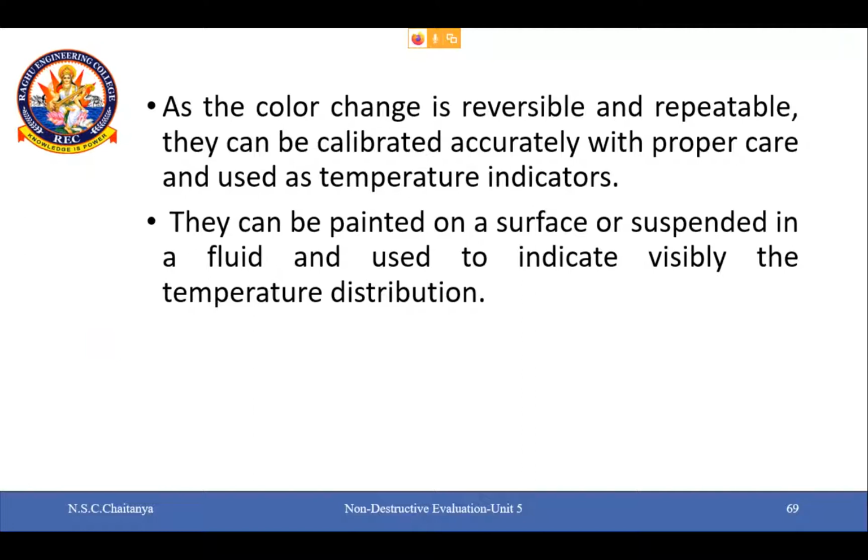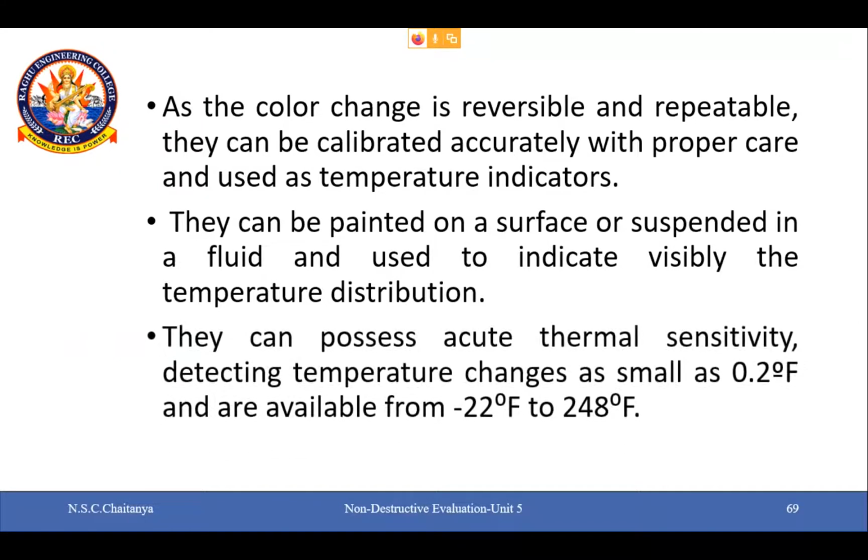So they can be painted on the surface as well as suspended in a fluid, and are used to indicate the temperature distribution. Sorry, they can possess acute thermal sensitivity, detecting temperature changes as small as 0.2 degrees Fahrenheit, and are available between a temperature range of minus 22 degrees Fahrenheit to 248 degrees Fahrenheit.